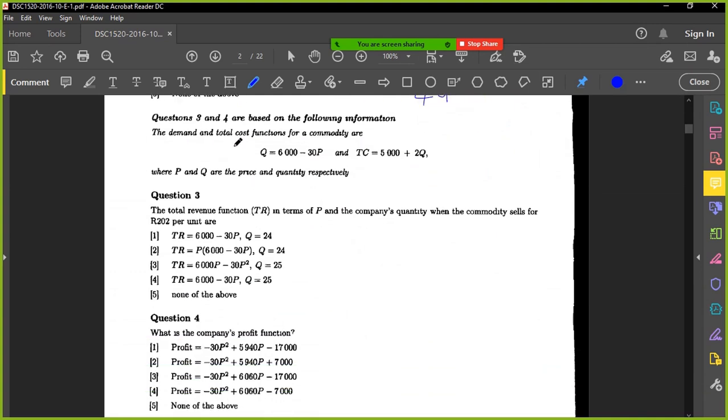Okay, question 3 and 4. Thoughts? You tell me, what's the approach going to be? Okay, so they want total revenue in terms of P and the company quantity. So they want the total revenue function. Good. What is total revenue?